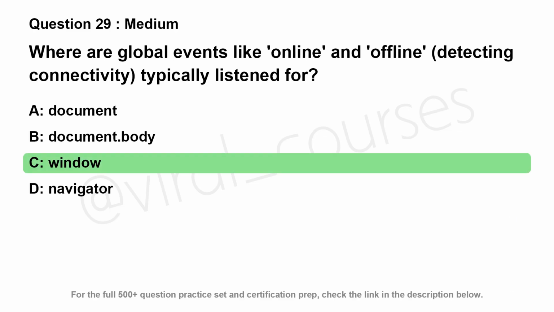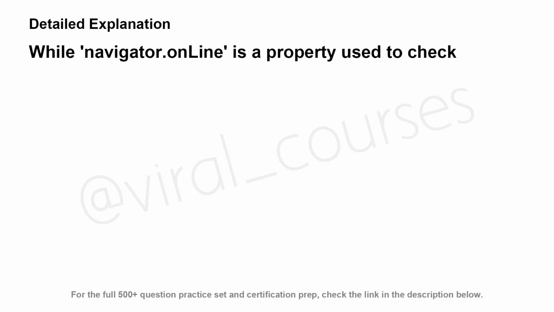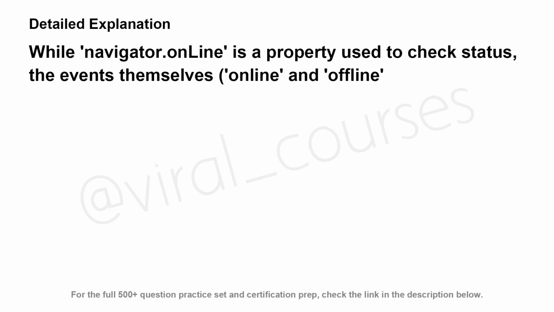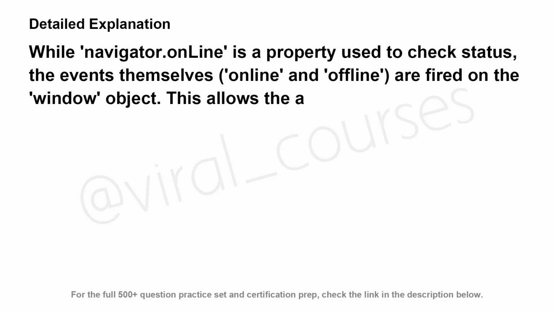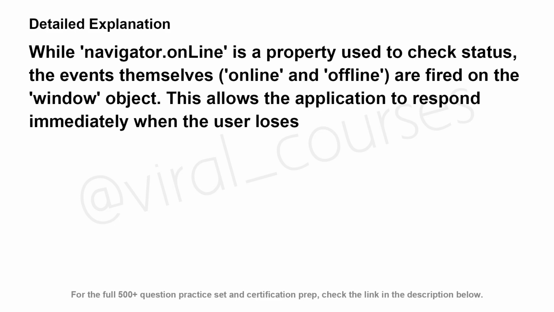The correct answer is C. While navigator.onLine is a property used to check status, the events themselves, online and offline, are fired on the window object. This allows the application to respond immediately when the user loses or regains internet access.